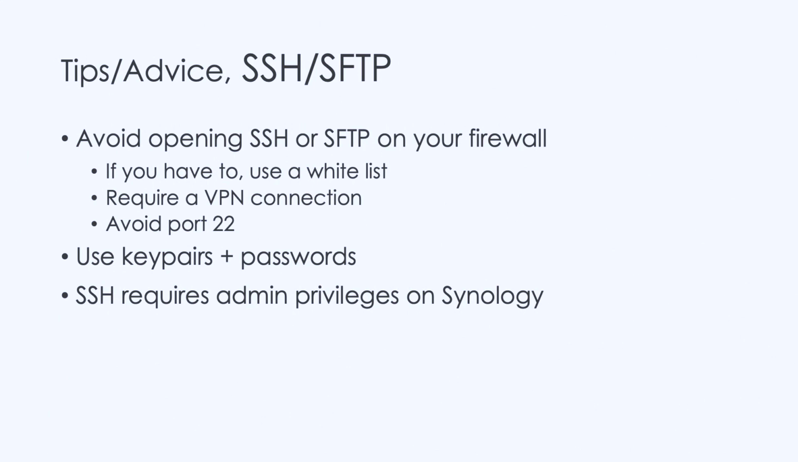If you're going to support SSH or SFTP into your NAS, you should avoid opening those ports onto the firewall. People will scan for port 22 or port 2222, looking for a way to brute force into that. So if you can, don't even open it up. If you need to, you could start with a whitelist. If IPs are dynamic, try requiring a VPN connection. Either way, try to avoid port 22 or the 42s.